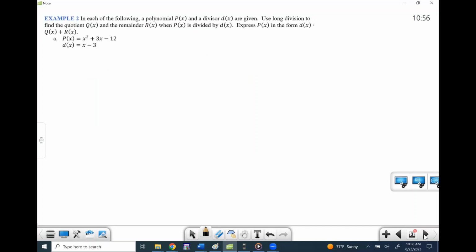Okay. In each of the following, a polynomial p of x and a divisor d of x are given. Use long division to find the quotient q of x and the remainder r of x when p is divided by d of x. Express p of x in the form d of x times q of x plus r of x. All right, so that's a lot. That's why I wrote these directions down. This is actually the exact directions that your homework uses, you guys. And so I wanted to make sure that I copied it because it's a bit wordy, right? So I just want to make sure we understand it.